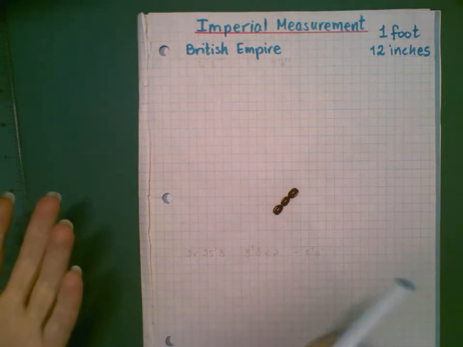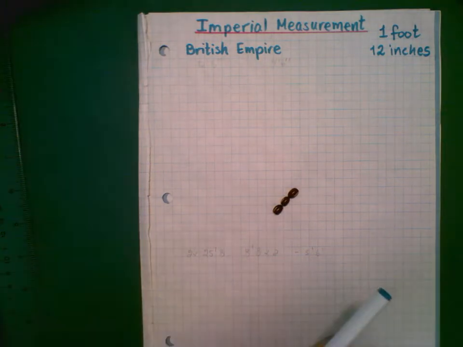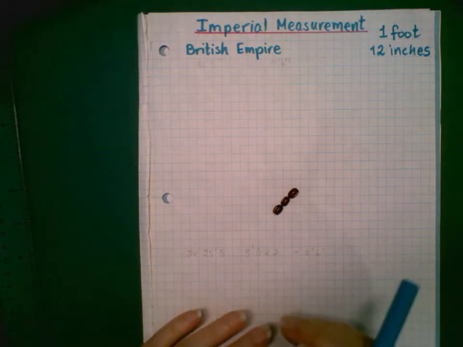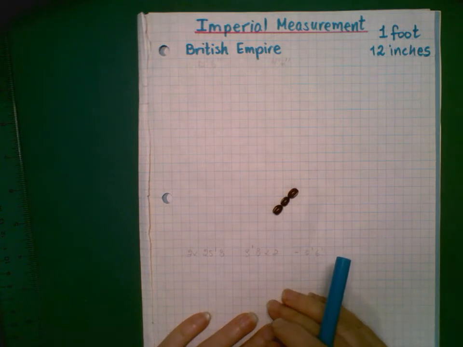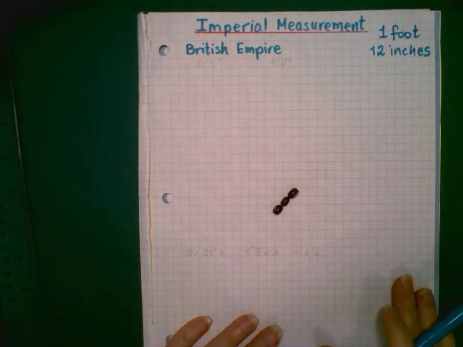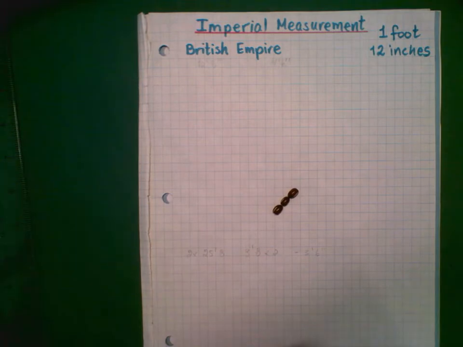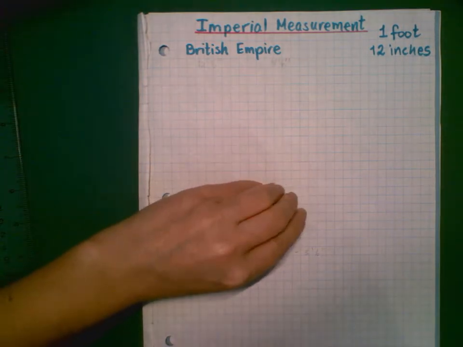The problem with using your actual thumb or your actual foot is that everybody's body pieces, their feet and their arms and legs and everything, are different. They're different lengths, they're different sizes. So you'd have inconsistent measurement if you were using your own foot, for example, to measure. So that's where rulers came in.